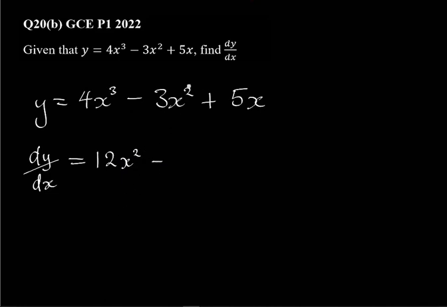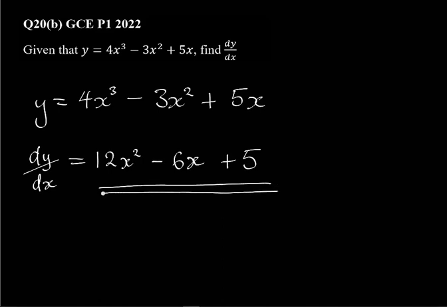We write that negative. Then we differentiate 3x squared: 3 multiplied by 2 is going to give us 6, and then 2 minus 1, x. The 5x, we're just going to have 5, just like we did in the previous solution. Done, right? Very simple.